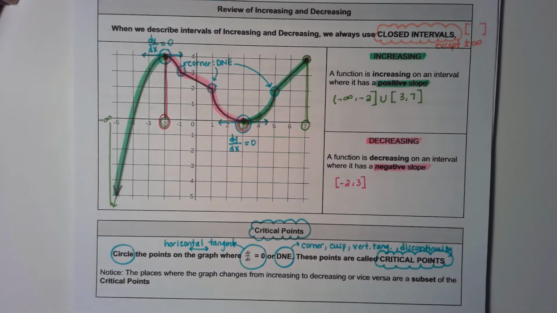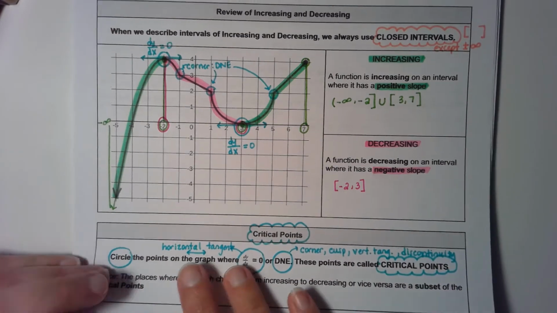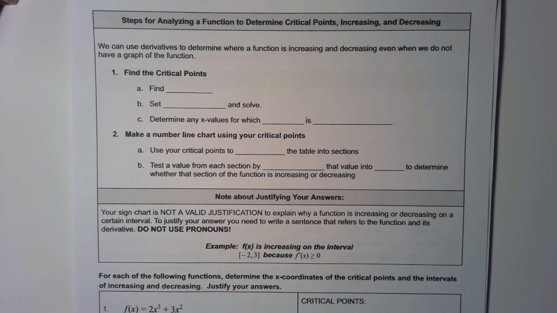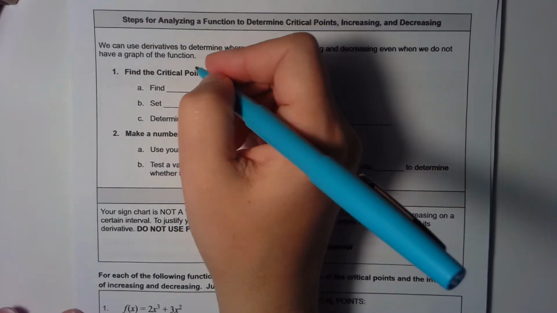So once you find the critical points, you're going to need to have a second step where you determine if the graph actually changes slopes at those points. Let's talk about how to do that. So here are the steps for analyzing a function to determine critical points increasing and decreasing. We can use derivatives to determine where a function is increasing and decreasing, even when we don't have a graph. Step number 1 is find the critical points.